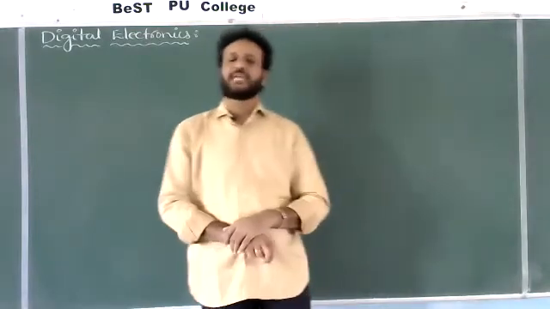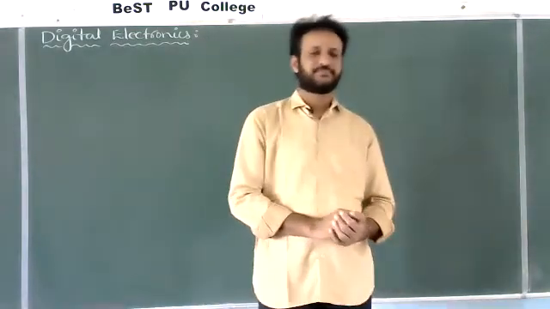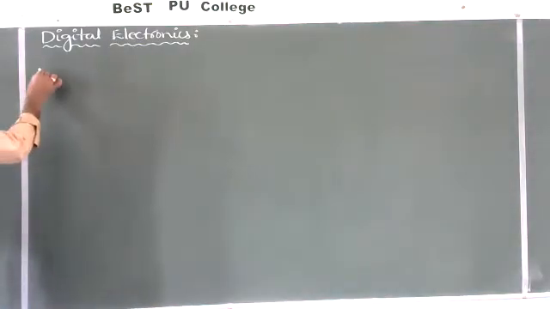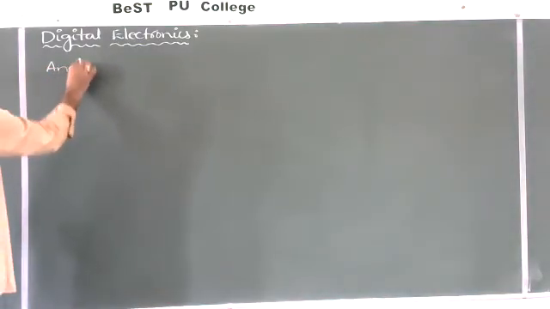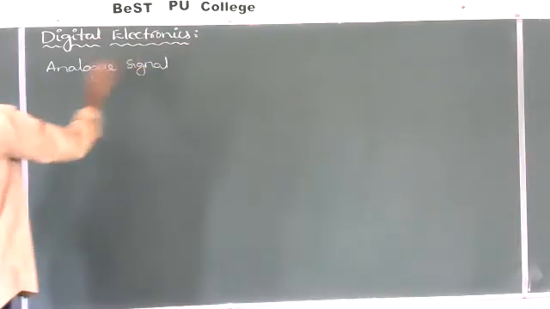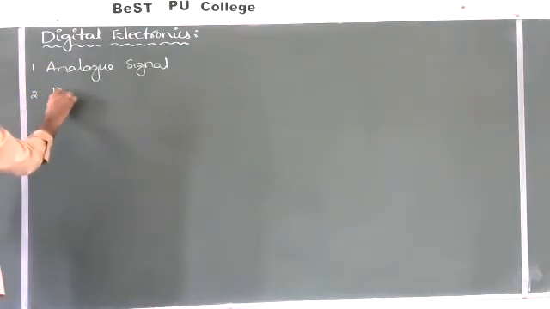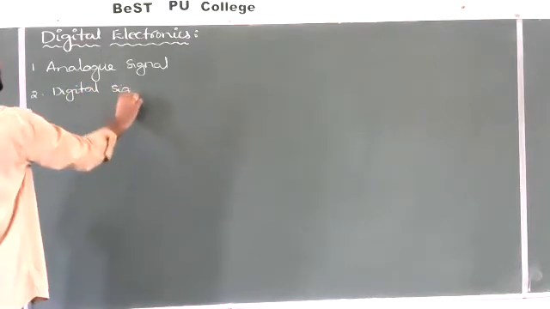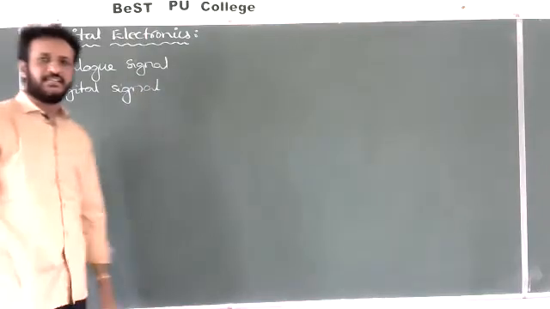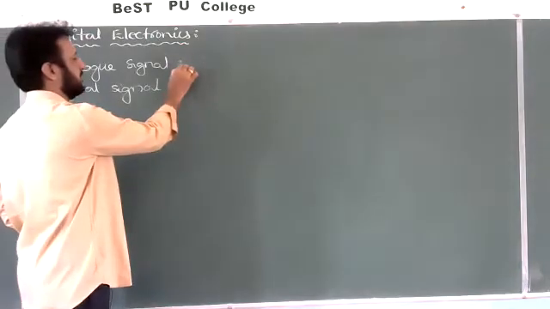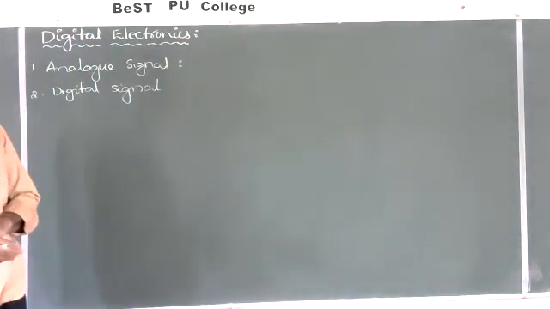There are two types of signals. First one, analog signal. Second one, digital signal. Analog signal, digital signal. But analog signal means what? You can write the next points, right?